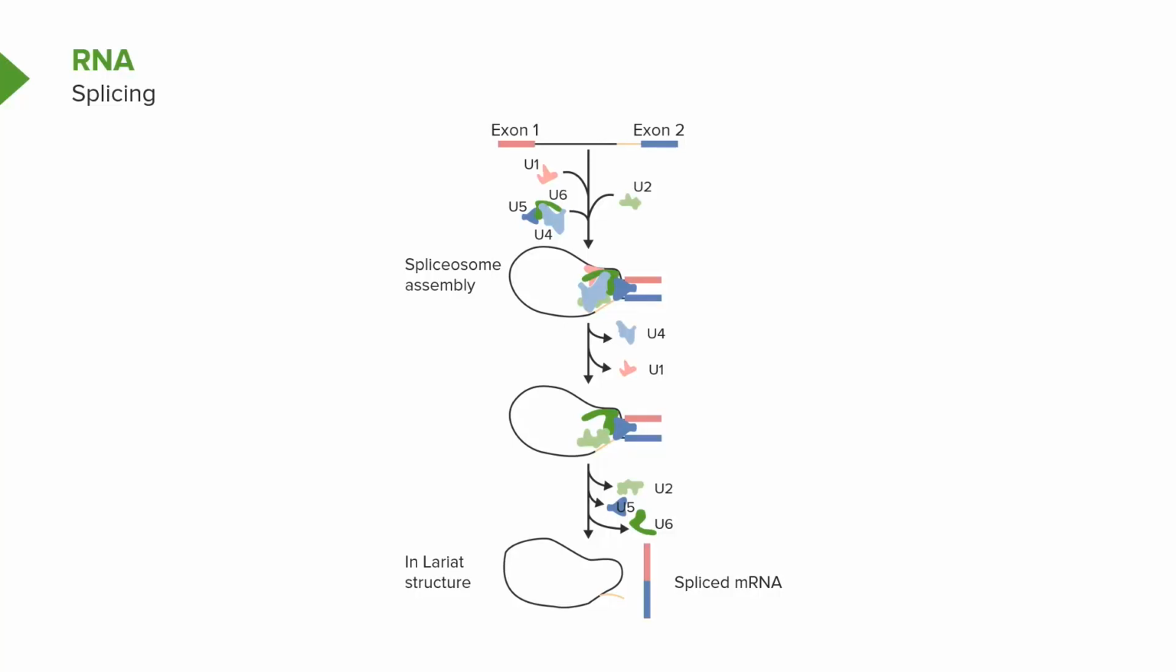So once that orientation is set up, then that excision of the intron and the formation of the lariat structure can actually occur. So there's actually a sequential series of events that happen in this process. After the structure has formed, we see removal of a couple of the snRNPs, the U4 and the U1, for example, and then the release of the others, and finally the spliced messenger RNA along with the lariat structure.